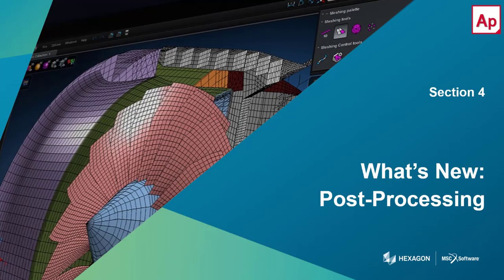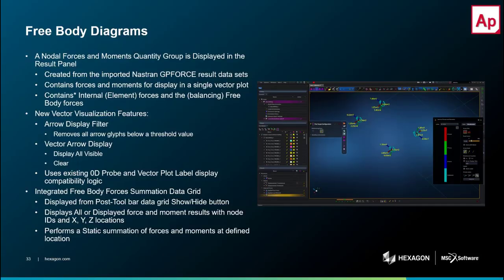Next, let's move on to Section 4 and see what's new in post-processing. New in Apex 2021.2 is the ability to create a free body diagram. Now, there's a lot here to unpack, so instead of explaining it all here, we're going to show it during a demo.